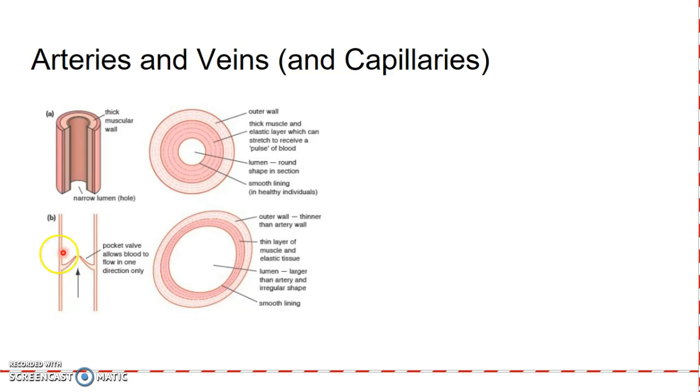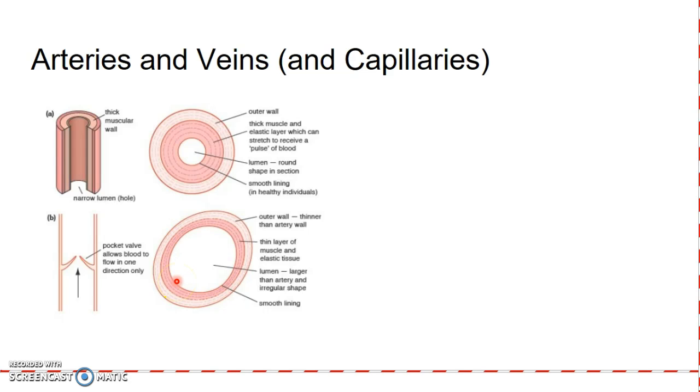Whereas with veins, we have these pockets right here, which allow blood to only go in one direction. And because most veins are going up, against gravity, the blood comes up through here, pulls up, and that's how blood is able to get through the vein. The outer wall in the vein right here is obviously thinner than it would be in an artery. And there's a thinner layer of muscle and elastic tissue and epithelial tissue. And then here's the smooth lining of epithelial tissue.